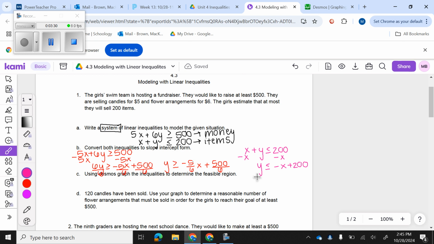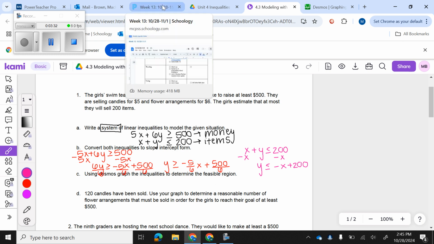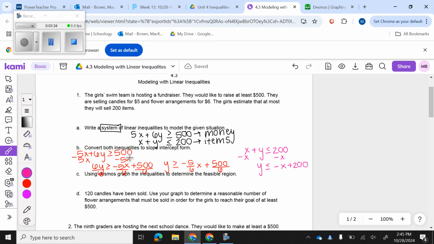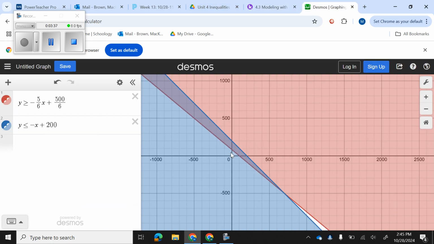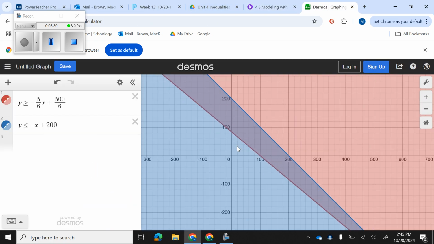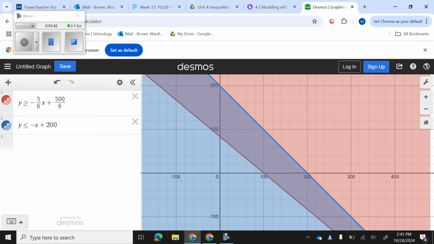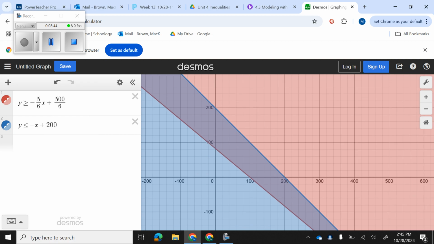Okay, so now I want to go find a solution where these guys intersect. Okay, so I got to find the feasible region. And my feasible region would be right here, y'all, where these two things intersect, okay? But we kind of got to think about this. We're talking about candles and flowers. I can't have negative candles, so I can't include anything over here. And I can't have negative flowers, so I can't include anything over here. So just right in here is our sweet spot, okay?